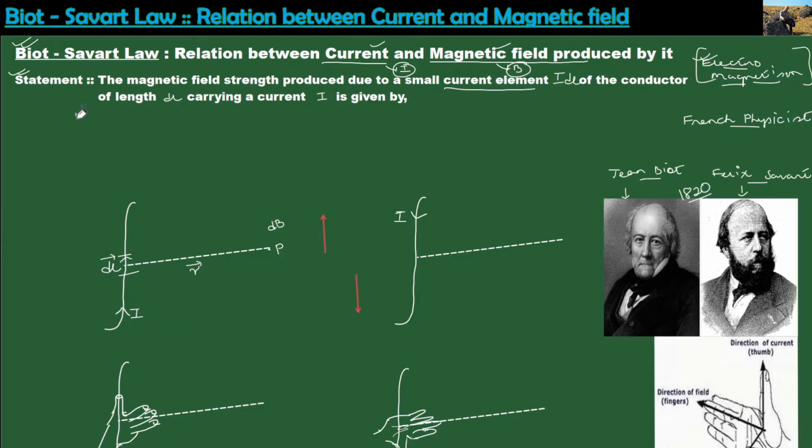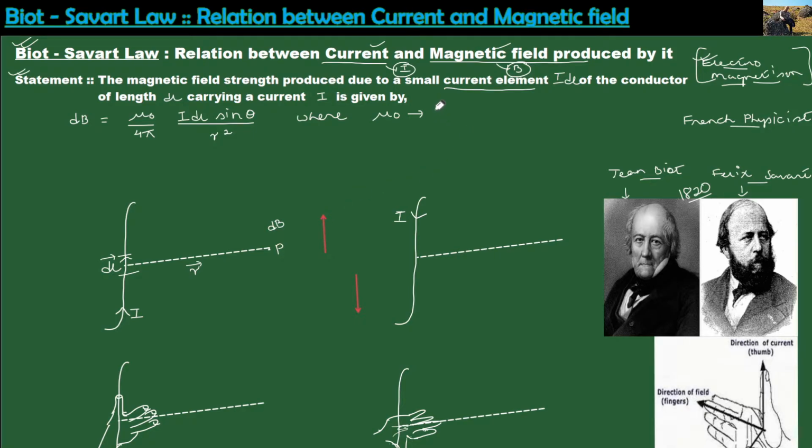So from here we have this relation: dB equals mu naught divided by 4 pi, I dl sin theta divided by r square. This is an inverse square formula, which means this is similar to Coulomb's law of electrostatics, which is an inverse square law, where this mu naught is what is known as the permeability of free space.